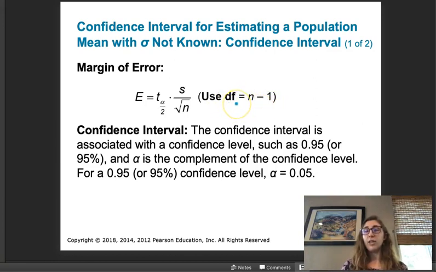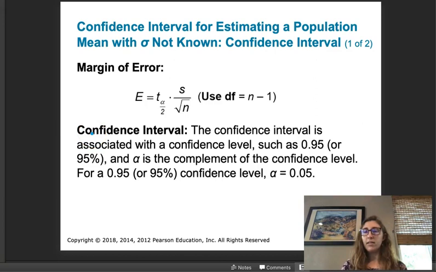df stands for degrees of freedom. To find your degrees of freedom, you take your sample size and you subtract 1 from it. So if we had 25 as a sample size, our degrees of freedom would be 24. And this is going to come into play when we are finding our critical t value, which I will explain in a moment.